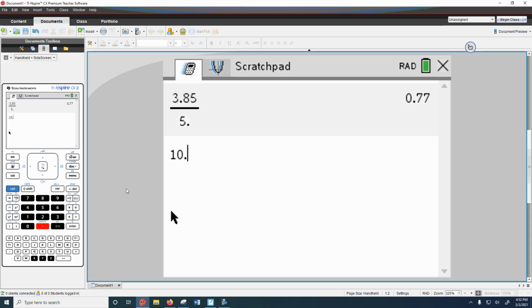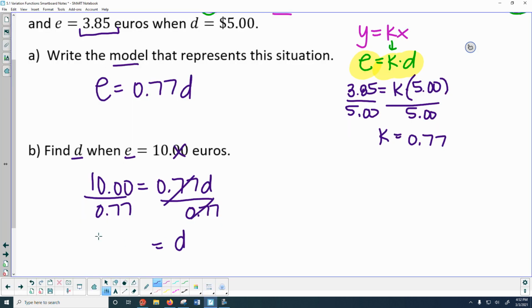So we will pull up this. I'm going to do 10. And if you want to say 0.00, you can. Divided by 0.77. And that gives us 12.987. But we know that if we write that down, we'll go ahead and write that and then we'll round it. American money only has 2 decimals, so this 7 is going to bump that 8 up to a 9. So my answer for dollars would be $12.99.